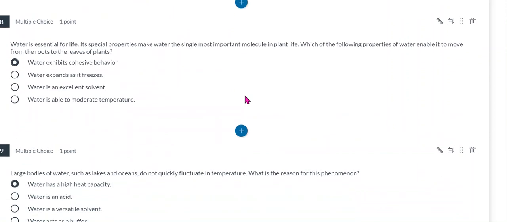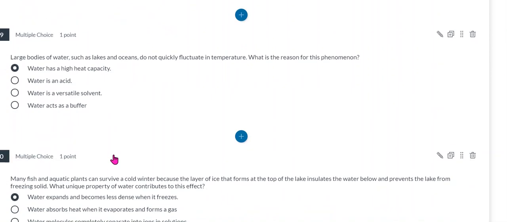Number 18: water is essential for life. Its special properties make water the single most important molecule for plant life. Which of these properties of water enables it to move from the roots to the leaves of the plant? It is because of the cohesive property of water. It's like one person holding onto another. So the water molecules hold each other and form a column and climb up through the stem up to the top of the tree.